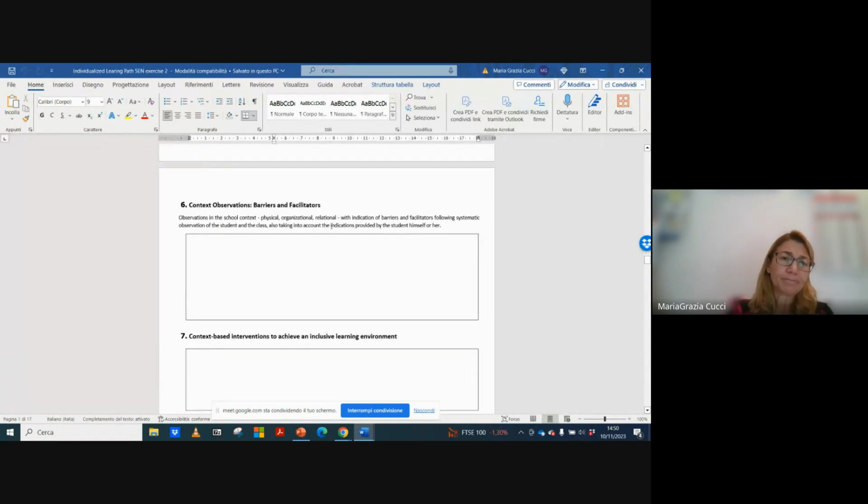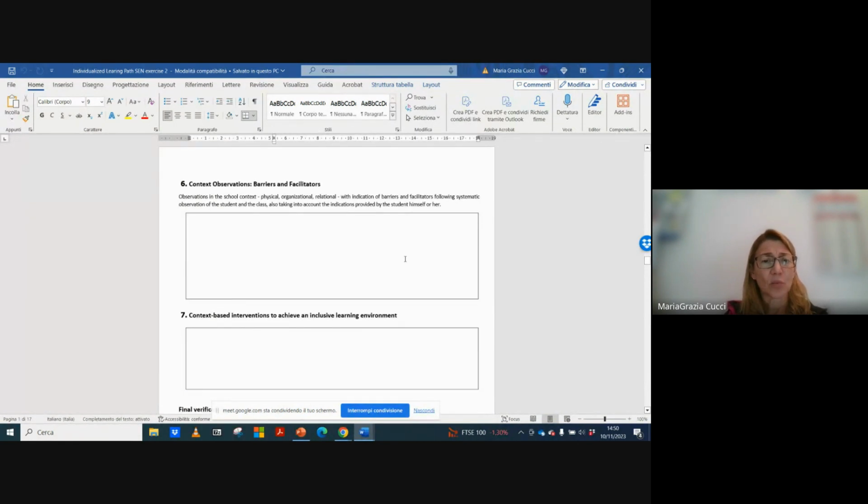Then there is something that we can add, which is the school context, and are there maybe barriers or facilitators that can block or help to achieve the goals?